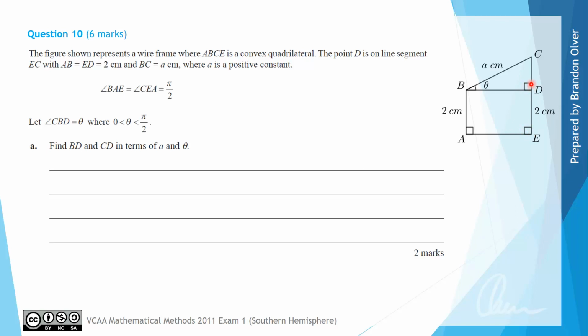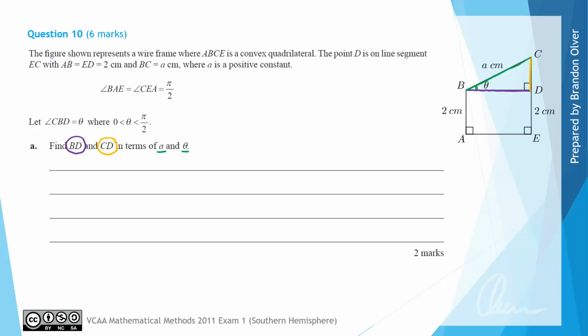And we're going to let the angle CBD equal theta, which is this angle in here. And we know that that angle is somewhere between 0 and pi on 2, so it's an acute angle. For part A, we're asked to find the length BD, which is this length along here in purple, and the length CD, which is this length here, in terms of A, which is this length, which turns out to be the hypotenuse on a right-angled triangle, and theta, which was this angle in here that we discussed before.